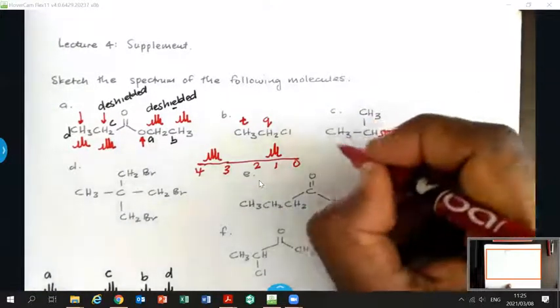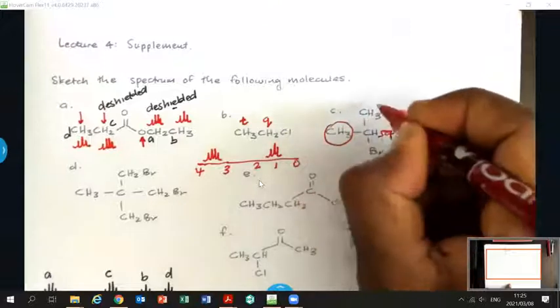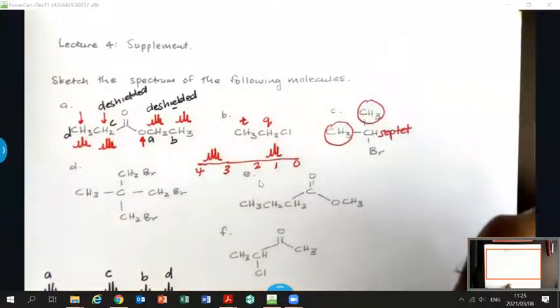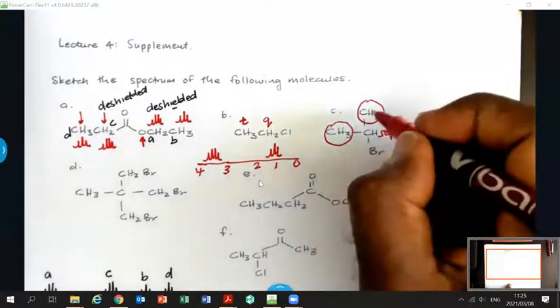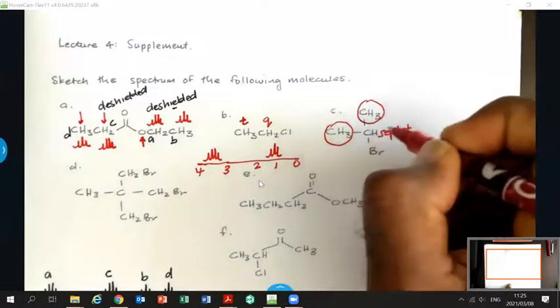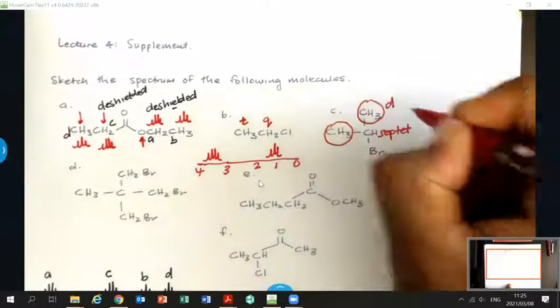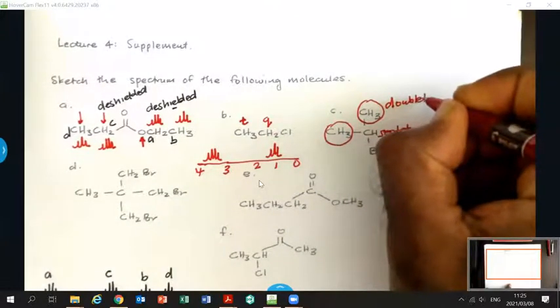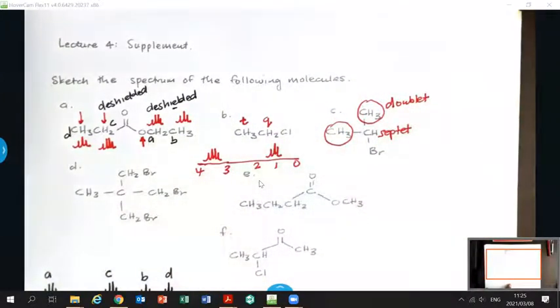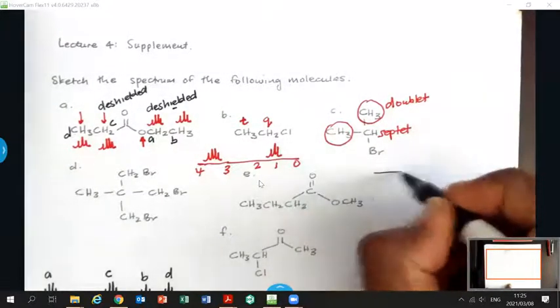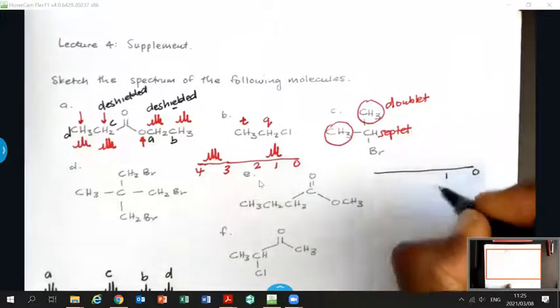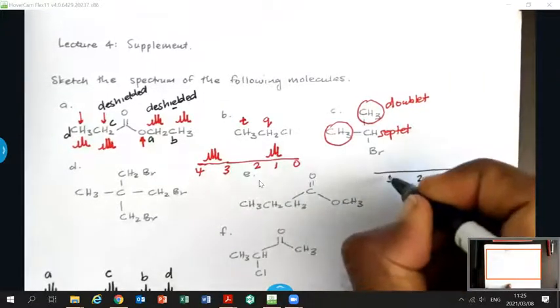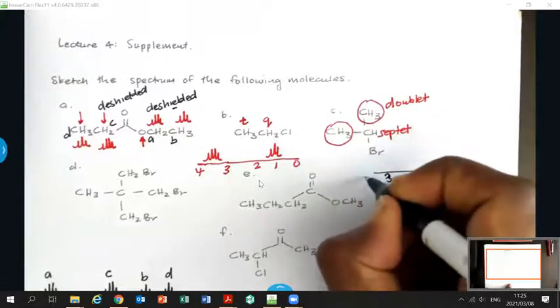If I look at these methyl groups, remember that these methyl groups are now equivalent, right? So both these methyl groups are next to a CH group, and this is going to be a doublet, right? So this is going to be a doublet. So I find that I have 2 resonances in this particular spectrum as well, not 1, 2, 3, and 4.